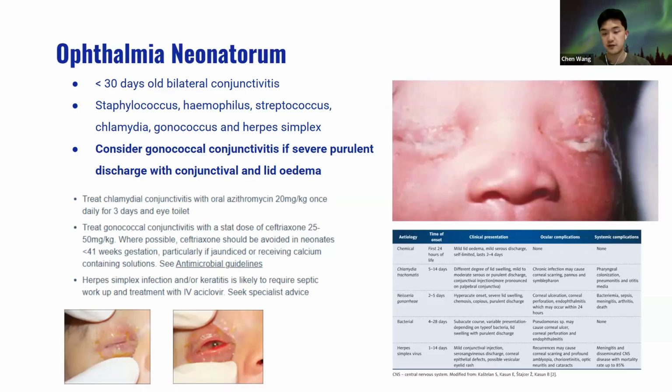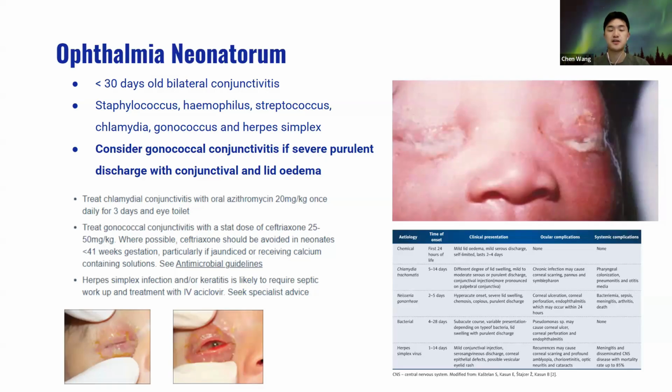So in the first 24 hours of life, if they have chronic discharges from the eye, it is most likely due to chemical irritation. And if it's within the first few days, it's most likely Neisseria gonorrhoeae because that's hyperacute. If it's within a week to 2 weeks, it's more likely to be chlamydia and or herpes.